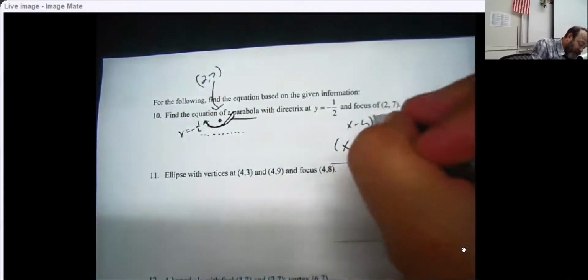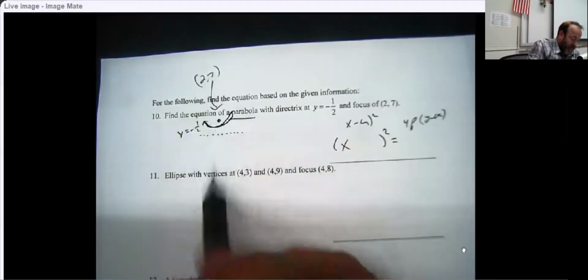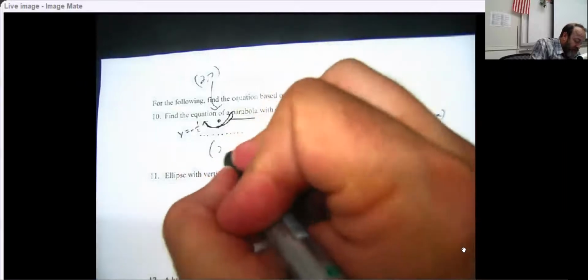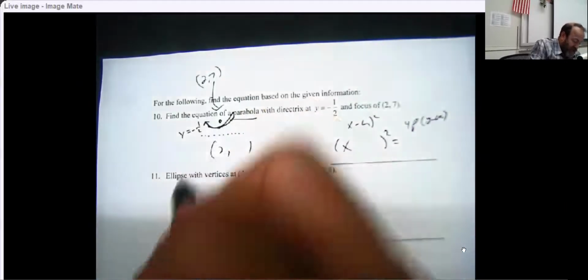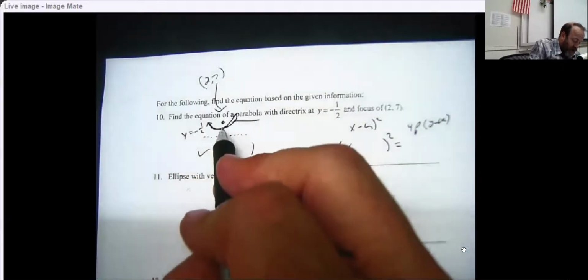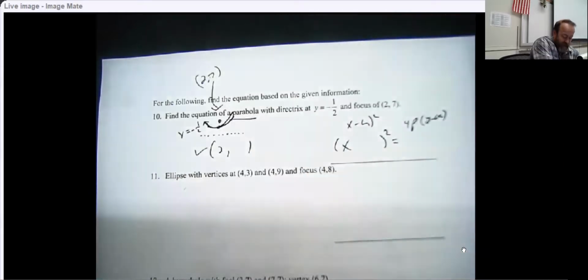So the first thing that I know is it's going to be one of those problems that is going to be an x squared, and there's going to be a 4p and I guess I'll just kind of write it this way, like that. Now, what I do need to figure out is what is right in the middle of these. And one thing that is true is the x value for the vertex is going to have to be 2 right here. But the y value has to be right in the middle of 7 and -1/2.